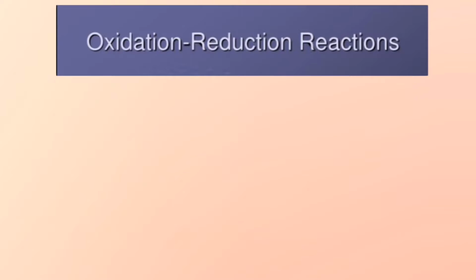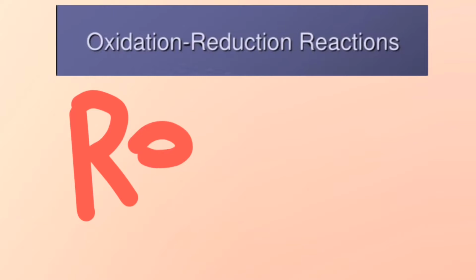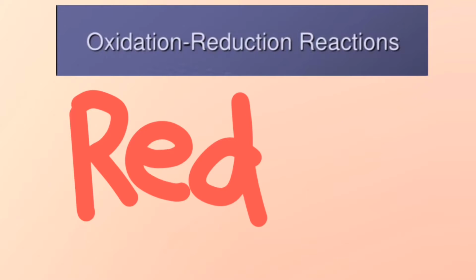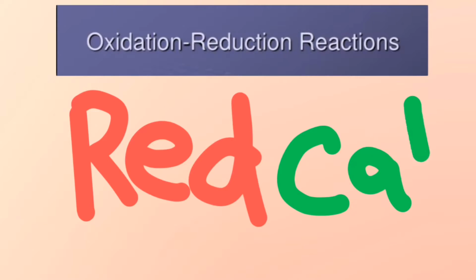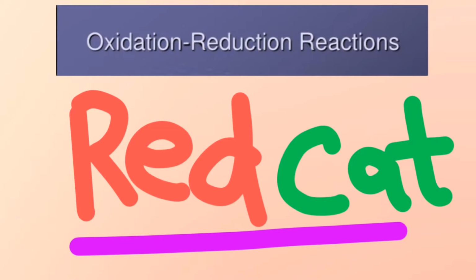The word you have to remember, I'm going to tell you, is red cat. This is a very easy word you can surely remember. Red stands for reduction and cat stands for cathode, which means that reduction occurs at cathode, and definitely by this you will remember that oxidation occurs at anode.